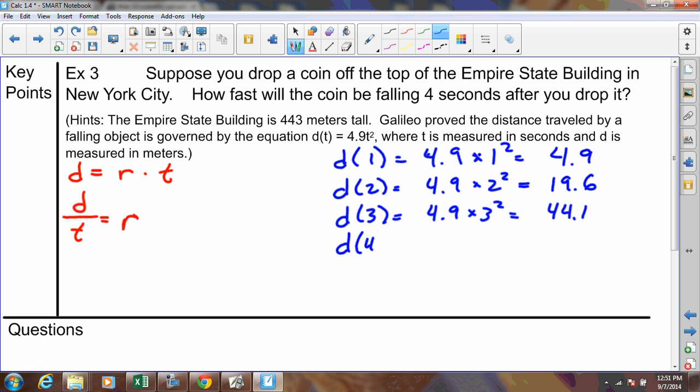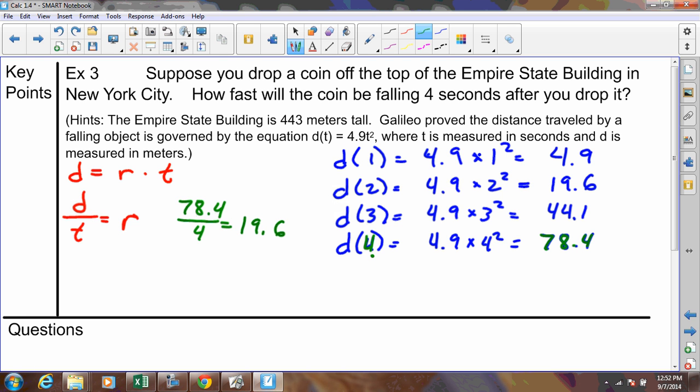d(4) is 4.9 times 4 squared, and 4.9 times 16 is 78.4. Okay, so hooray, we're at this point. After 4 seconds, it has fallen a total of 78.4 meters. Well, we could use those and say distance was 78.4, the time was 4 seconds, and so the speed then is 78.4 divided by 4, which equals 19.6.